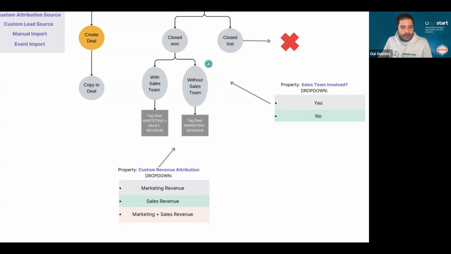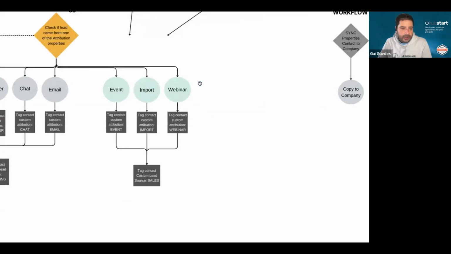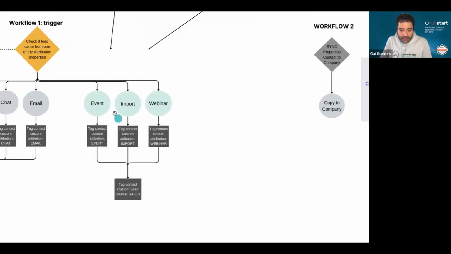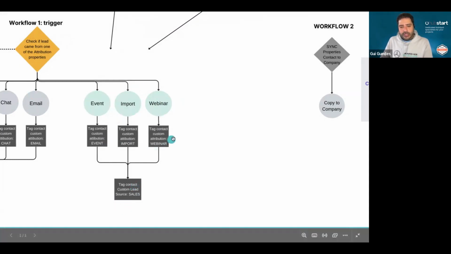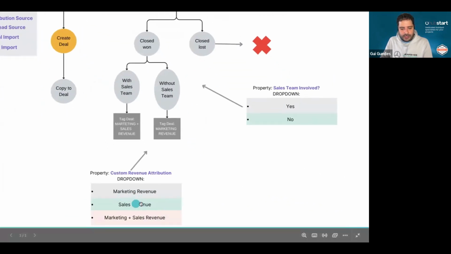So if they were not a part of this, you can tag them as just marketing revenue, for example. Or if they were the only ones involved, you can tag them as sales revenue, for example. Just like someone came from a webinar, for example, and they ended up buying. In this particular case, we said as an example, these channels are sales effort leads. Okay, so you can map them just sales revenues, and so on.